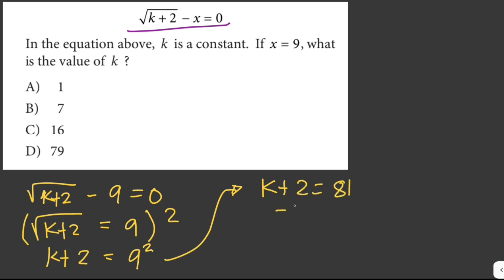That would be k plus 2 equals 81. And then we subtract 2 from both sides. This cancels out, so k is equal to 79. So the value of k is 79. Our answer is letter D.